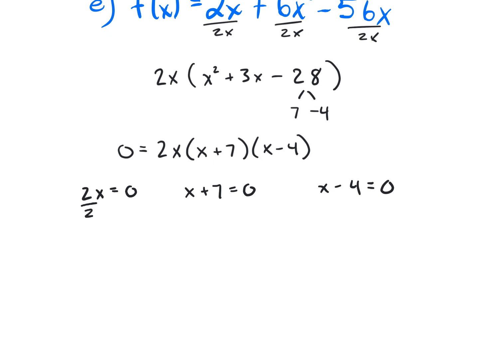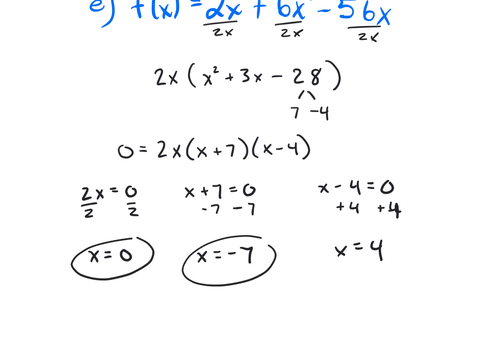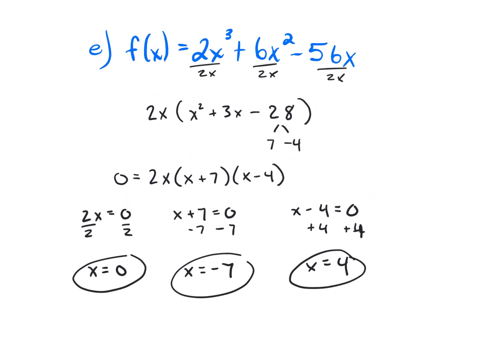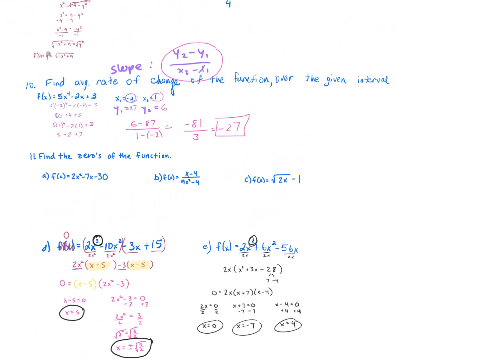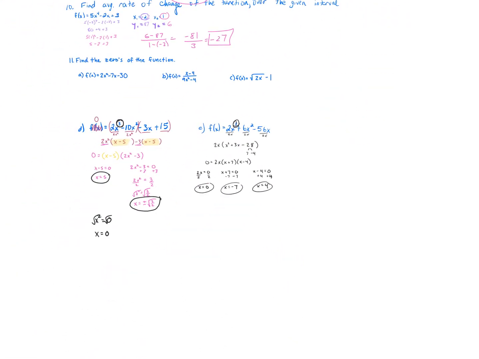So the first one, divide both sides by 2, x is equal to 0. Next one, subtract 7 on both sides, x is equal to negative 7. And then the last one, you add 4 on both sides, x is equal to 4. So these are my 3 answers here, which makes sense because I started with x cubed, so I get 3 answers. All right, I wanted to do one additional problem that's not on here, and then after that I'll open it up to see if you guys have any other questions.